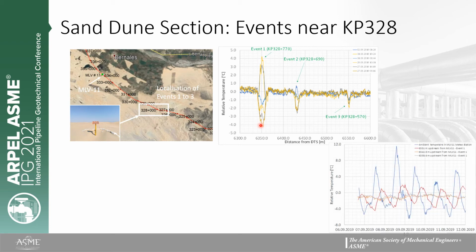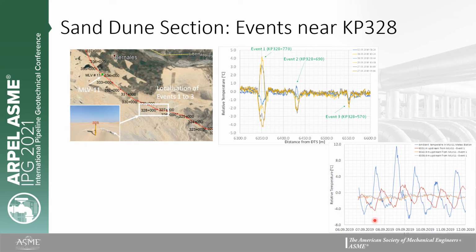And if we look at the graph here, we compare the temperature evolution in blue, which is the ambient temperature measured in valve station 11, and we can tell that we have this periodic behavior, and it's followed by a periodic behavior on the red curve with a time lag and a lower amplitude variation.